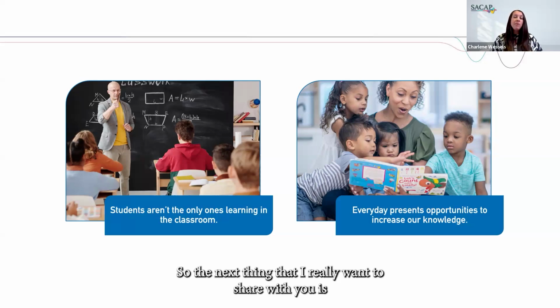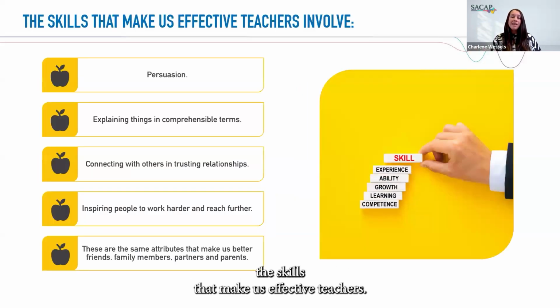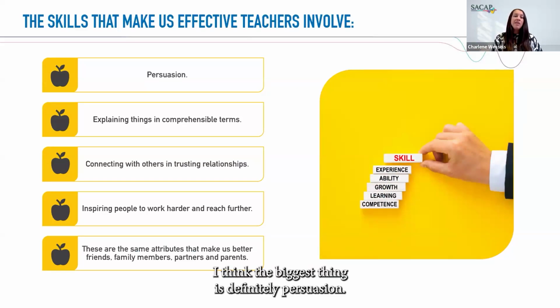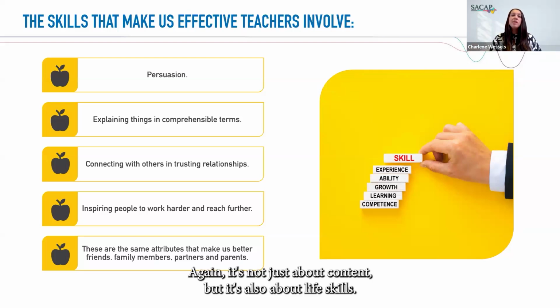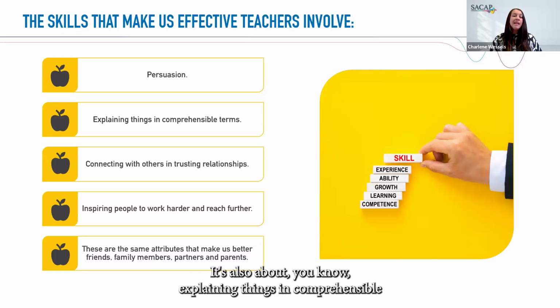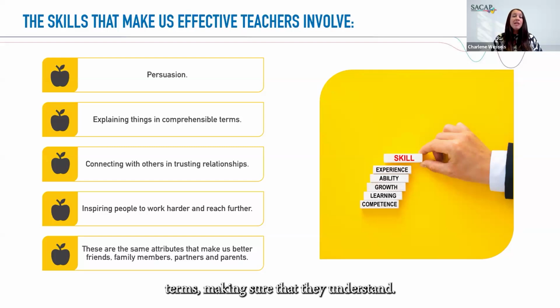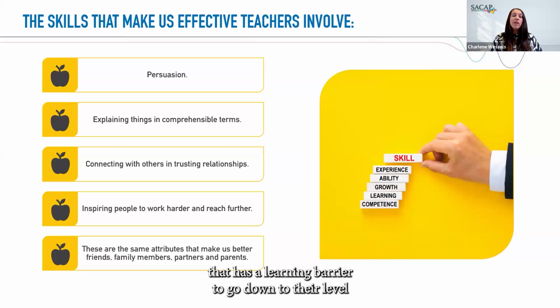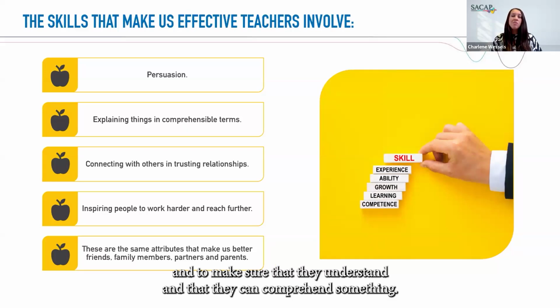So the next thing that I really want to share with you is the skills that make us effective teachers. What is it that makes us effective? I think the biggest thing is definitely persuasion. You are persuading and you are really teaching skills to these kids. Again, it's not just about content, but it's also about life skills. It's also about explaining things in comprehensible terms, making sure that they understand. If you know that you have a child in your class that has a learning barrier, go down to their level and make sure that they understand and that they can comprehend something.